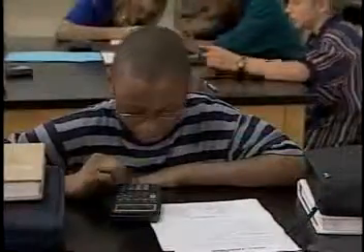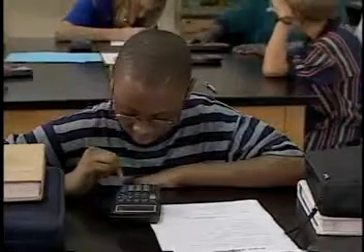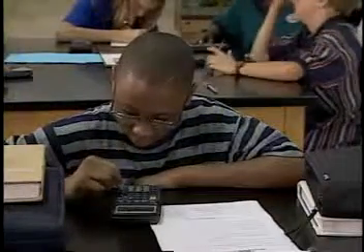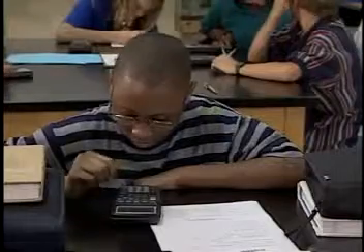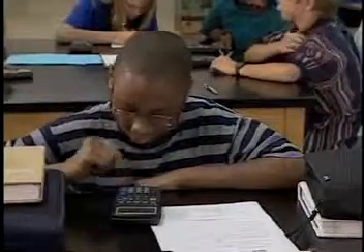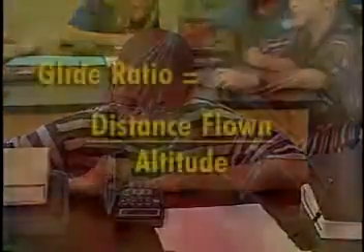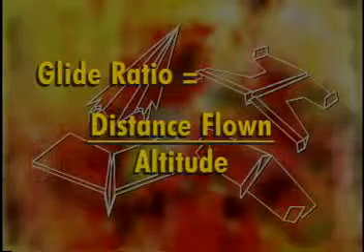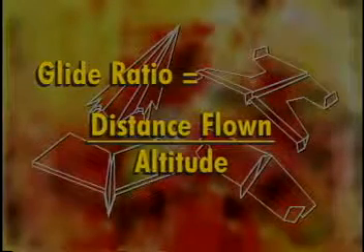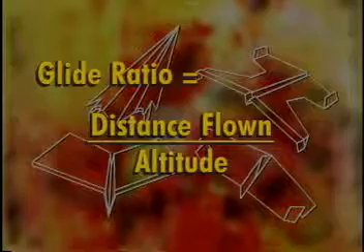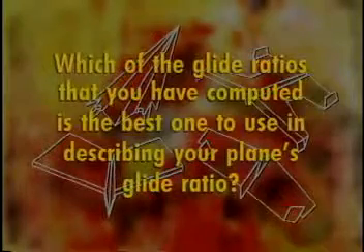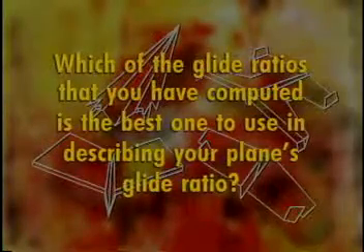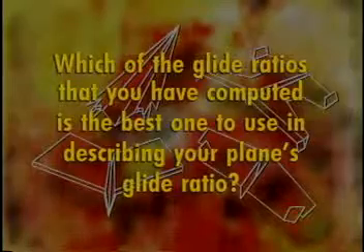We take our data, order it from shortest to longest distances, and then calculate the median and the mean for the data. We are now ready to compute the glide ratios for the shortest distance, the longest distance, the median, and the mean. Using the formula, horizontal distance divided by the change in altitude, we're ready to answer the question, which of the glide ratios that you have computed is the best one to use in describing your plane's glide ratio?